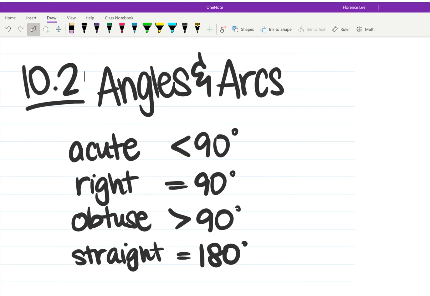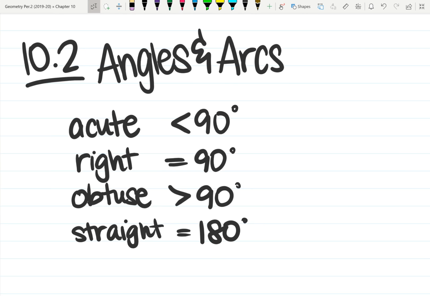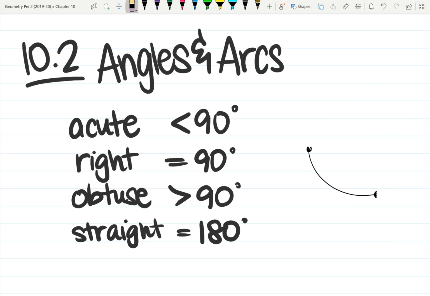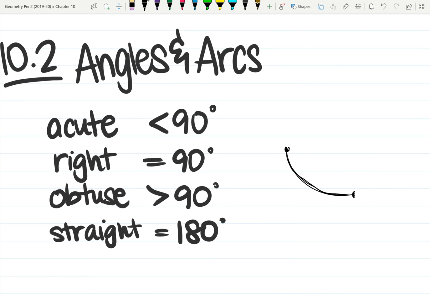And when we talk about arcs, what is an arc? An arc is actually just portions of a circle. So if I were to draw a circle here, and let's say I wanted to just talk about a portion of that circle. So let's say I went from here to here and I wanted to erase the rest of the circle. So I took my eraser and I erased the rest of the circle. That part that remains, this curve here, this is what we call an arc. So we're going to be talking about how arcs are related to angles.